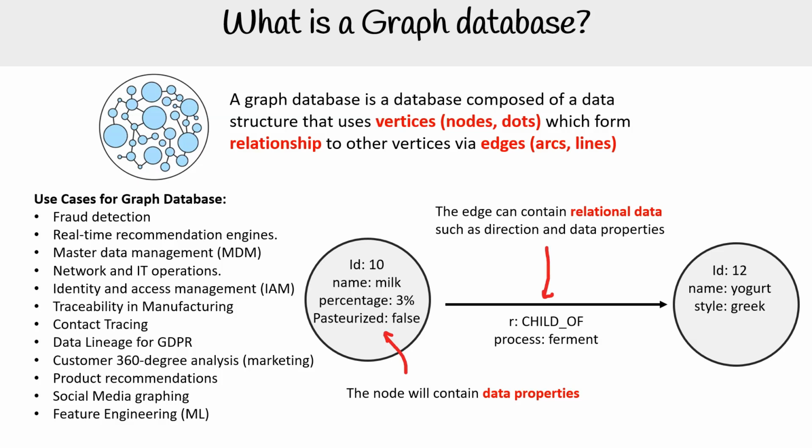The nodes can contain data properties, while the edges can hold relational data, including directional information and other data properties. So that's an overview of three key types of NoSQL databases.